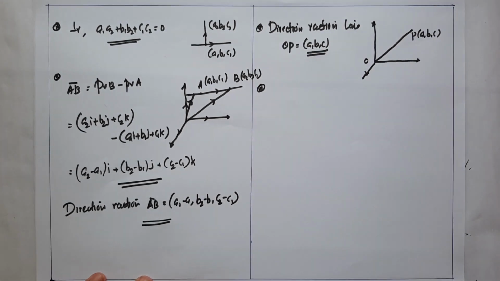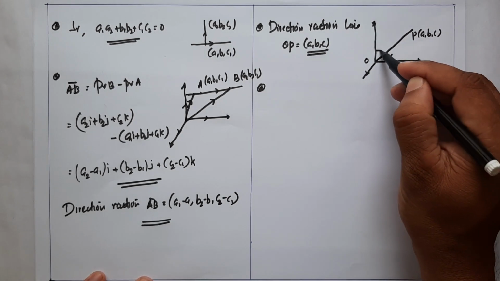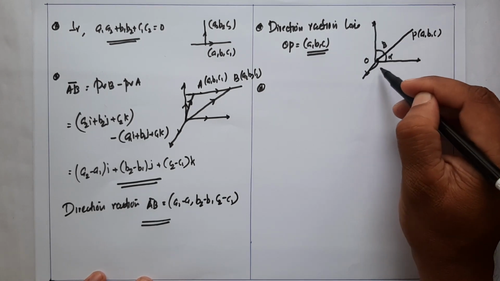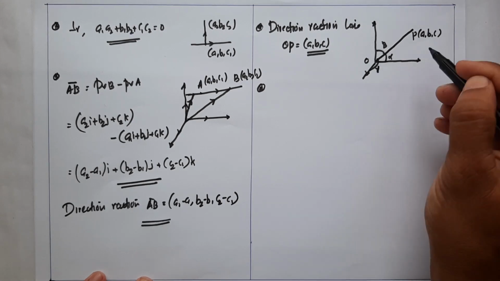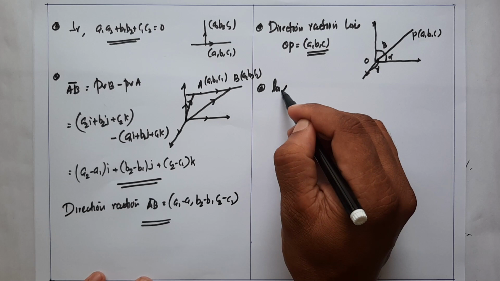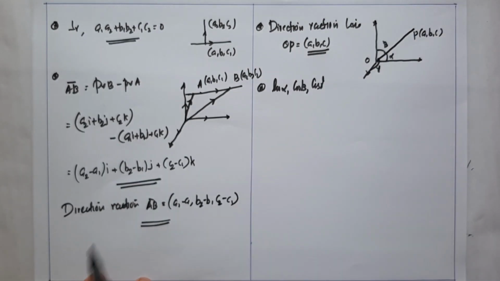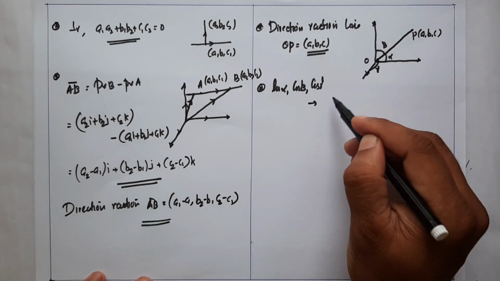Next point, if OP makes angles alpha, beta and gamma with the three axes, then cos alpha, cos beta and cos gamma are called direction cosines.